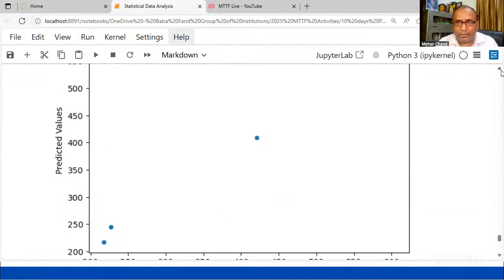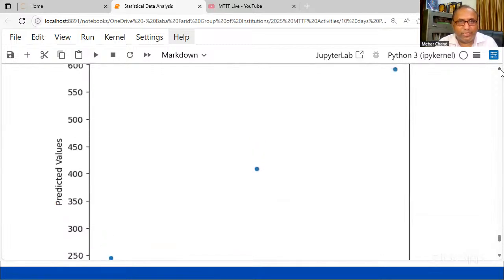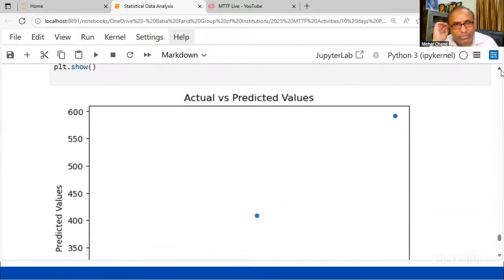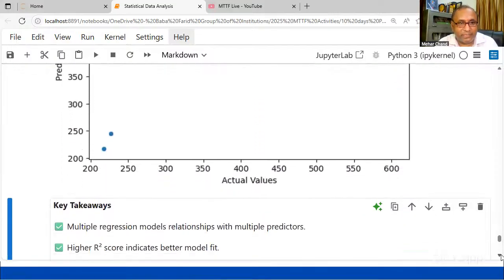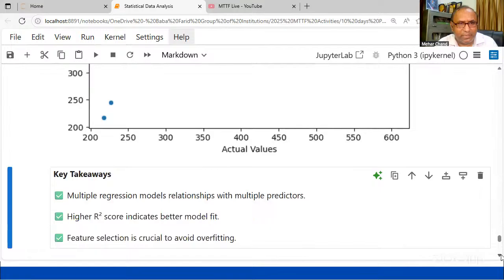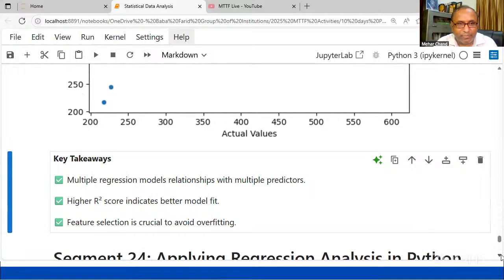Corresponding to this, we have actual versus predicted values, which are highlighted in this graph, according to our result. So here are some key points. The multiple regression model shows the relationship with the multiple predictors we are using here, and R square indicates better model fit, and feature selection is crucial to avoid overfitting.